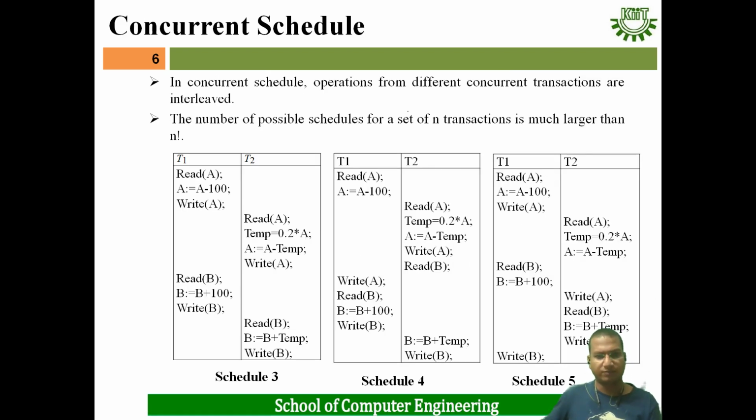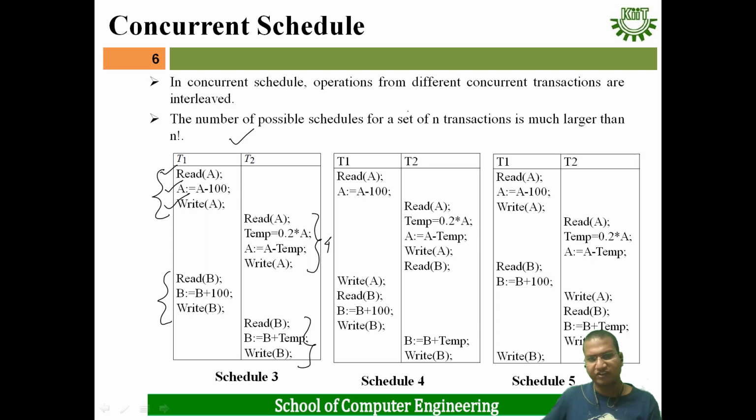Just see here, suppose schedule 3. Read A, A equals A minus 100, write A. The first 3 instructions of transaction T1 get executed. There are a total of 6 instructions in transaction T1, but the first 3 are executed first. Then the first 4 instructions of transaction T2 get executed, then the remaining three instructions of transaction T1, then the remaining three instructions of transaction T2. This is the concurrent execution of instructions of various transactions. This is a concurrent schedule.